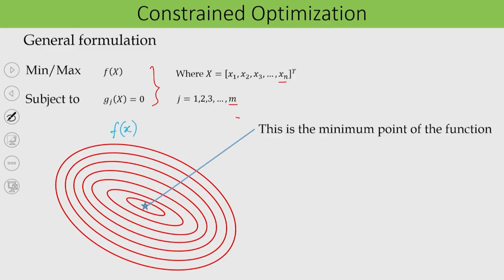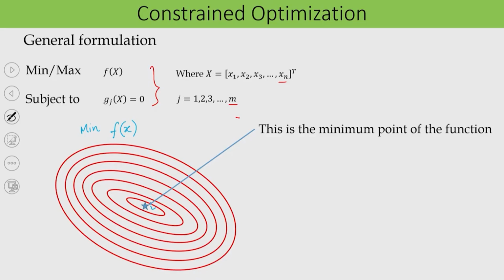It is a two variable function. We have shown a two variable function, and these are the contour lines, and suppose this is a minimization problem. So we are minimizing this function, and in that case this is the minimum point. This is the solution of the unconstrained optimization problem, the minimum point of this particular function. If I apply the necessary and sufficient conditions, I will get this solution, which is the minimum of this particular function.